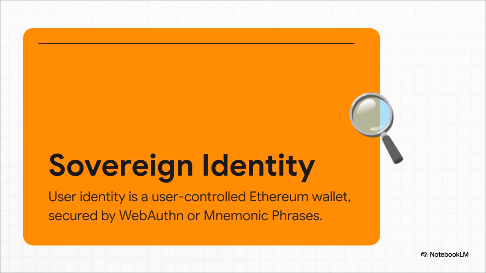Now, your identity in GDB isn't just some username and password that can be hacked. It's an actual Ethereum wallet that you and only you control. Just think about that for a second. This is what we call a sovereign identity. It means you truly own your digital self, not some big tech company. And it uses modern, secure stuff like WebAuthn to make it easy to use.